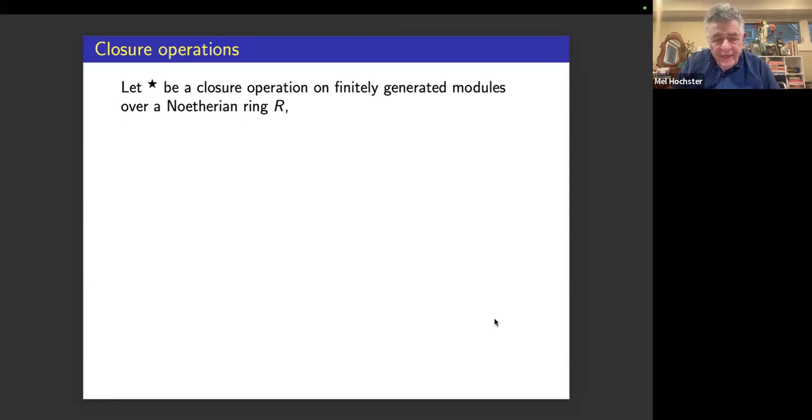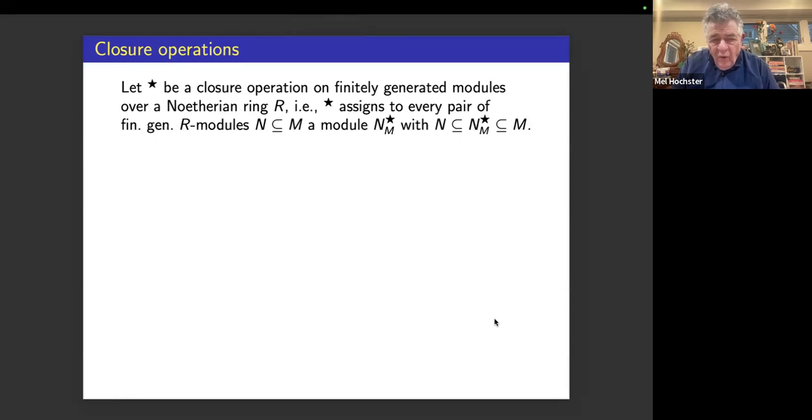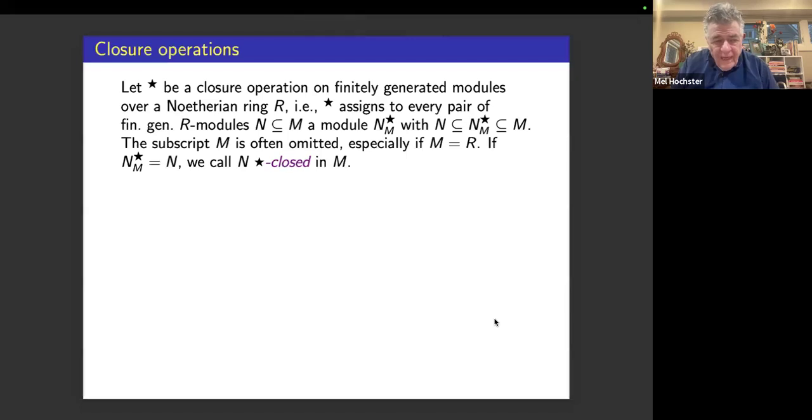So I want to talk about just an abstract closure operation on finitely generated modules over a Noetherian ring. Whenever you have an inclusion of finitely generated modules, the closure will be something in between the submodule and the big module. I'm not going to assume very many properties. There's quite a list of possibilities, but I'm only going to assume three conditions. When the ambient module is the ring itself, so you're talking about closures of ideals, it's often omitted. And of course, if the closure is the module, we'll call it star closed.